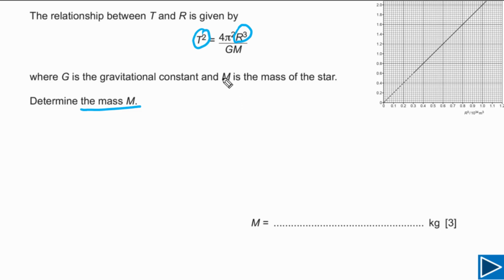And this graph is a straight line. So simply we can compare this with the straight line equation, y is equal to mx plus c. But c in this case is equal to 0 because this is passing through the origin, so there is no y-intercept. Now if we compare here, this is our y and this one is our x, and the gradient m from here will be equal to 4 pi squared divided by gravitational constant times capital M.